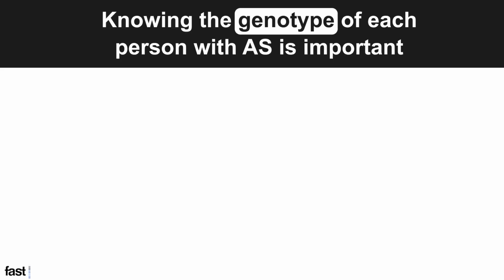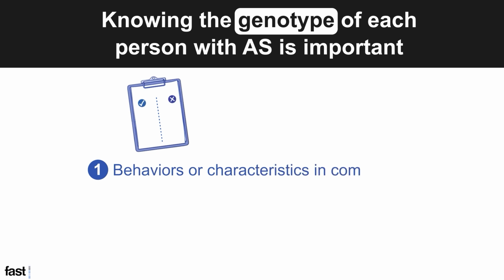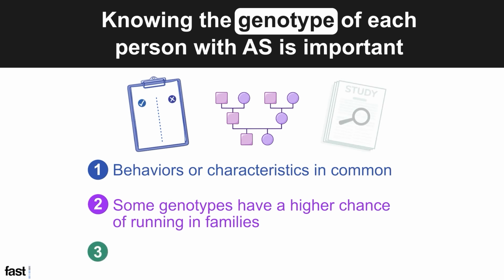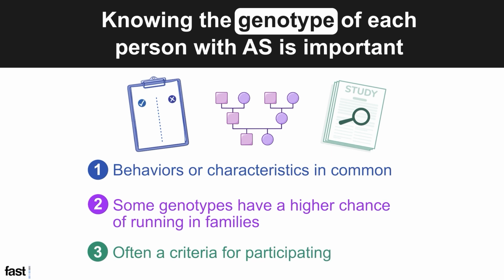Knowing the genotype of each person living with AS is important. Although each individual living with AS is unique, people with the same genotype may have certain behaviors or characteristics in common. Another reason for identifying the genotype is that some genotypes have a higher chance of running in families. Doctors and genetic counselors can use this information to determine the chance of other family members inheriting AS. Finally, genotype is often a criteria for participating in research, so knowing the genotype is a key element in determining eligibility for clinical studies investigating potential AS therapies.